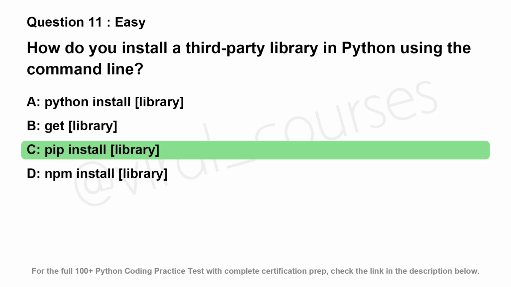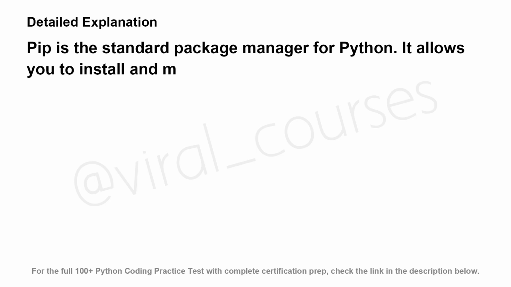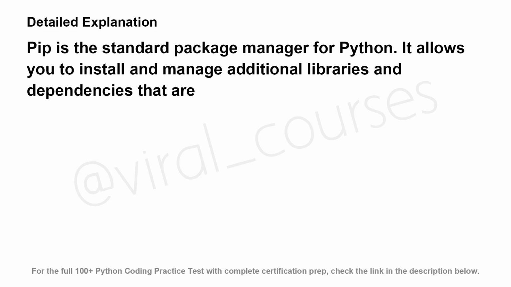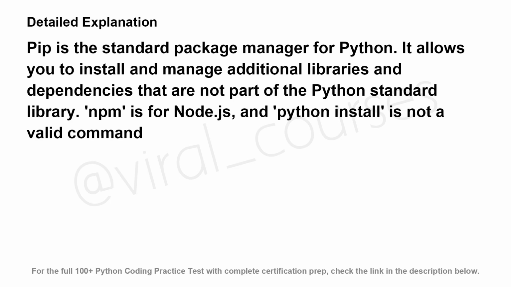The correct answer is C. Pip is the standard package manager for Python. It allows you to install and manage additional libraries and dependencies that are not part of the Python standard library. npm is for Node.js, and python install is not a valid command.